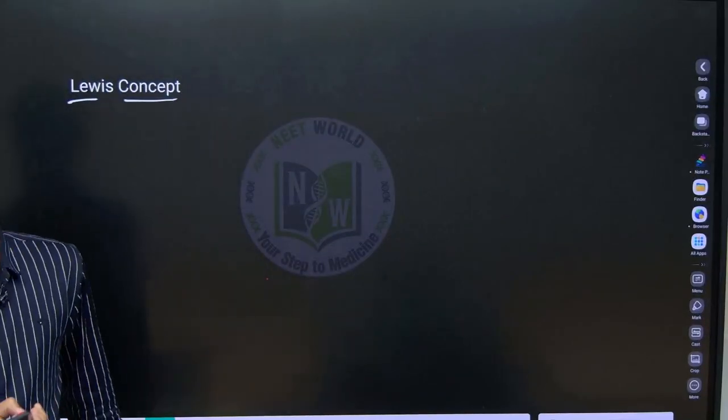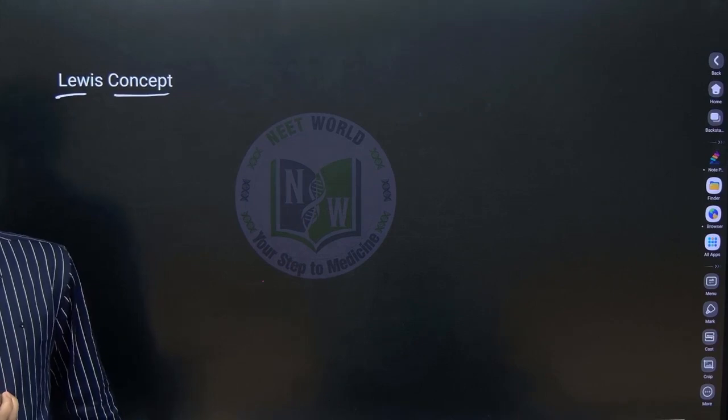Okay. So the Lewis acid base concept here we have. So what exactly is the Lewis acid base concept here? So give me a minute. So what exactly is the Lewis acid base concept here?